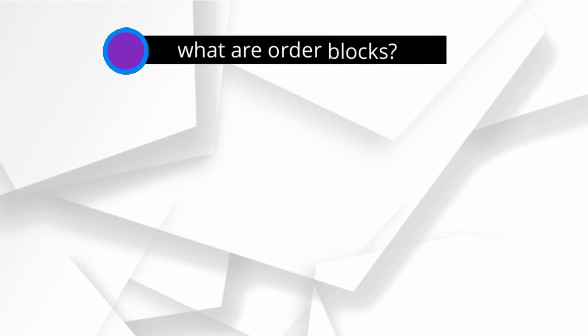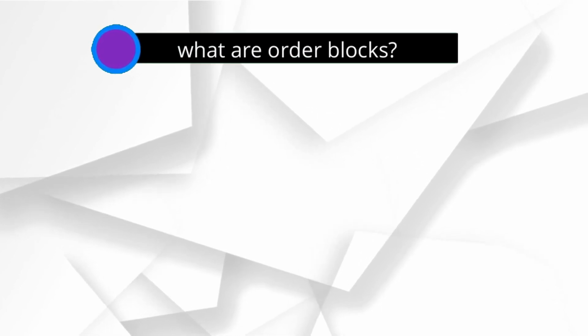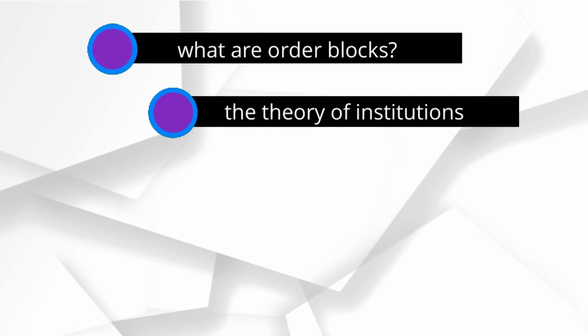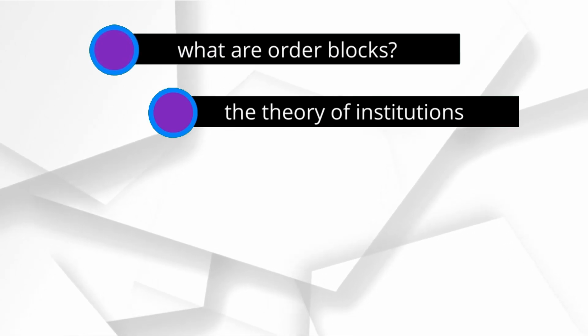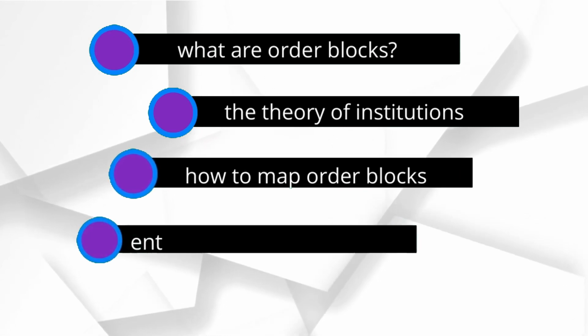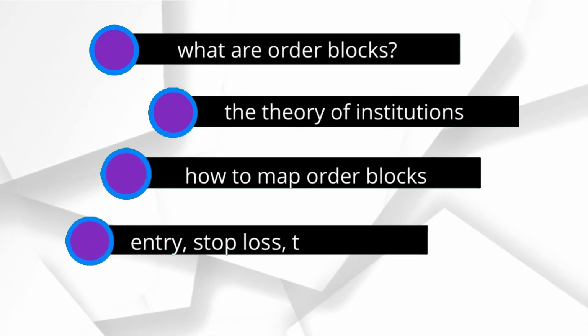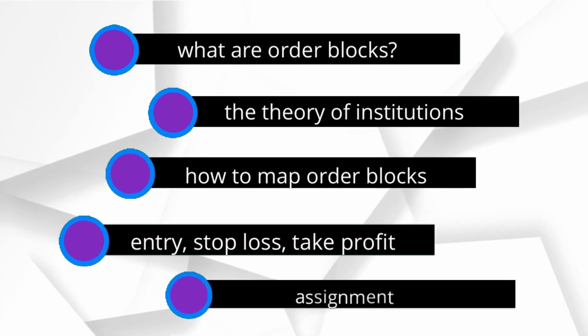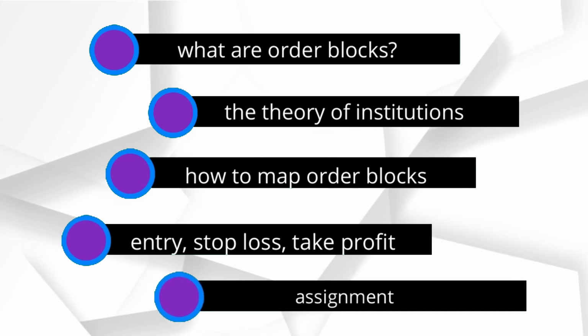So in this module, I will cover what order blocks are, which is basically an introduction to order blocks, the theory of institutions, which explains how and why the institutions need to form these order blocks, how to map order blocks and examples, entry and stop loss placement on order blocks, and then finally you will be given a take home to make sure you understand the concept explained to you in this module.